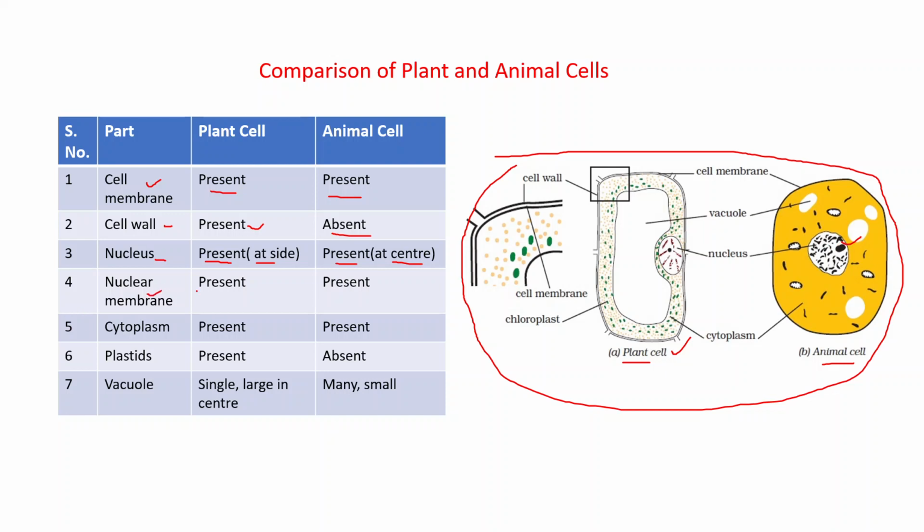Nuclear membrane in both present. Cytoplasm, both cells contain cytoplasm. Plastids present in plant cell but not present in animal cell. Vacuole in plant cell is single and large in center. Animal cell, many and small. These are the differences between plant cell and animal cell.